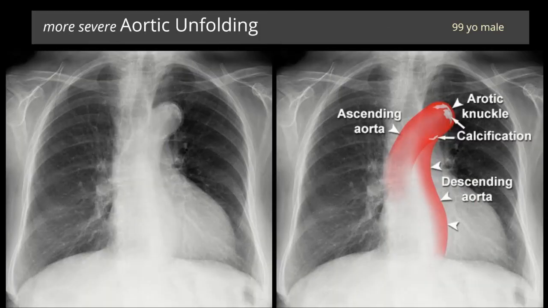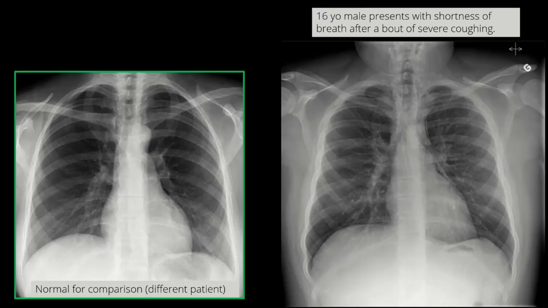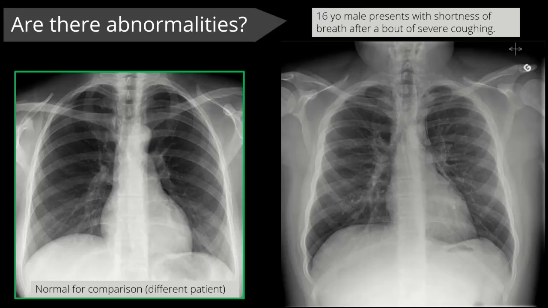Here is additional imaging showing even more severe aortic unfolding in a 99-year-old. On the right, we see a chest x-ray from a 16-year-old patient presenting with shortness of breath and pain with inspiration. What do you see? Is there anything that you see that might be concerning?